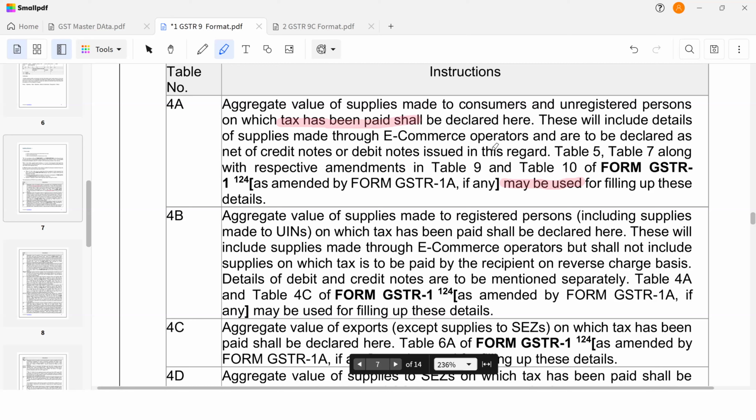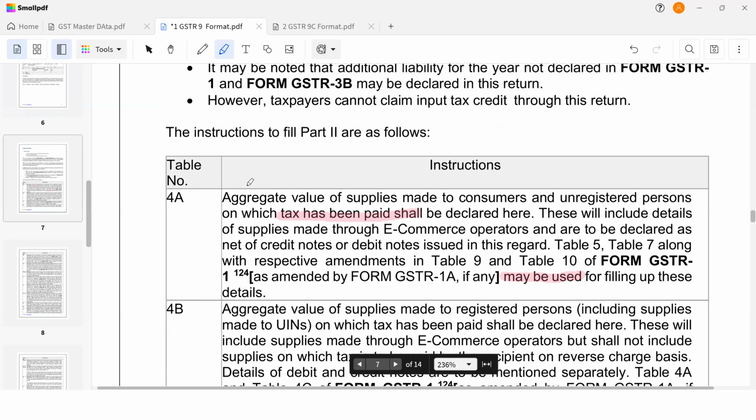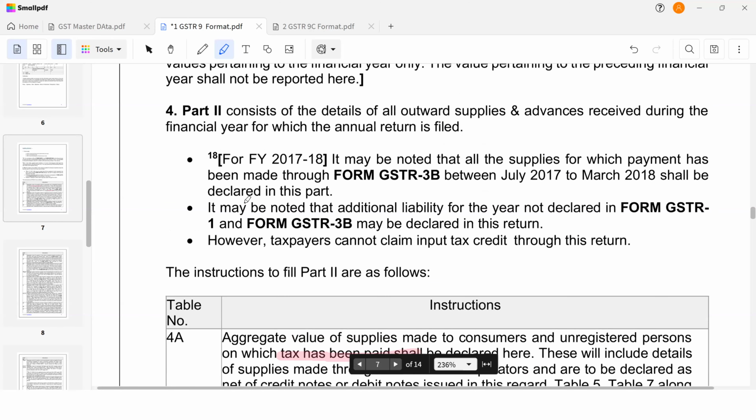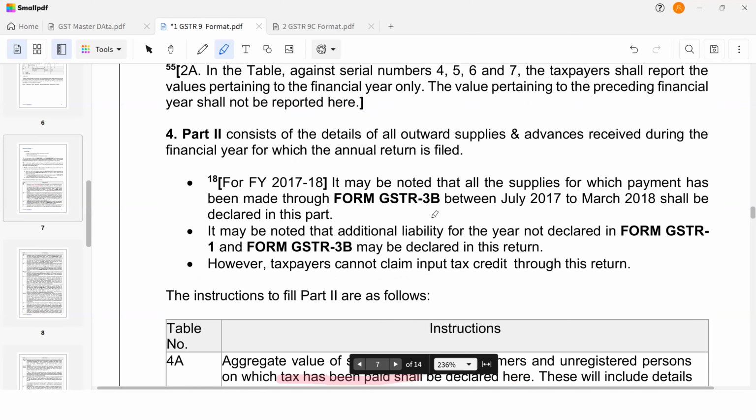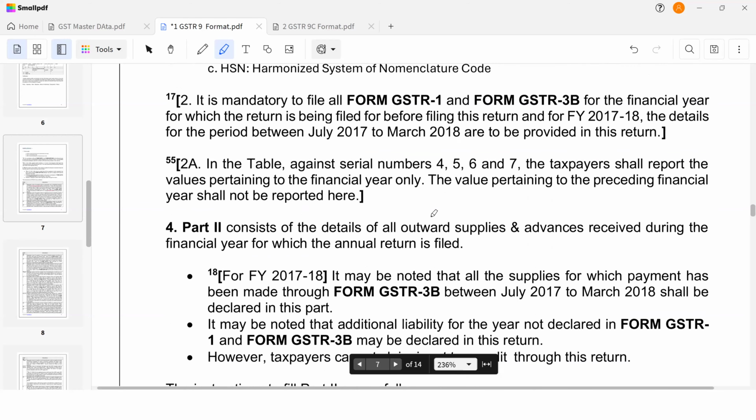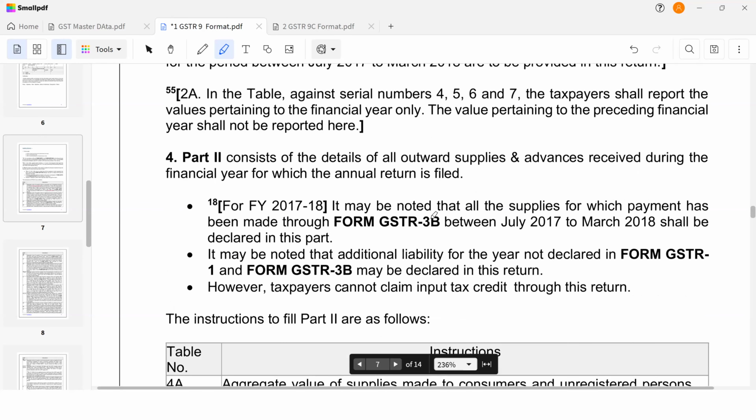Venuji, can you go to instruction 4 above this table? Instruction 4. This is where the instruction is, sir. No, instruction 4. I'm in instruction number 4. Is my screen not visible? Yes, visible, sir.